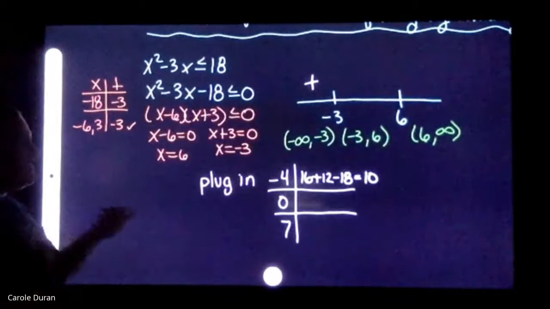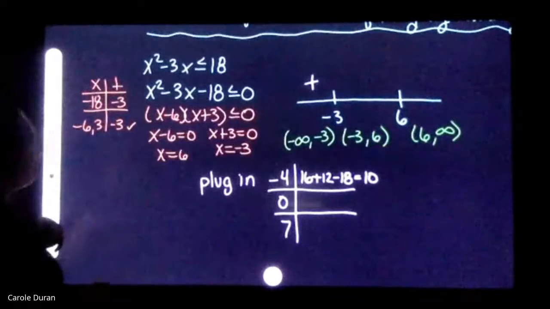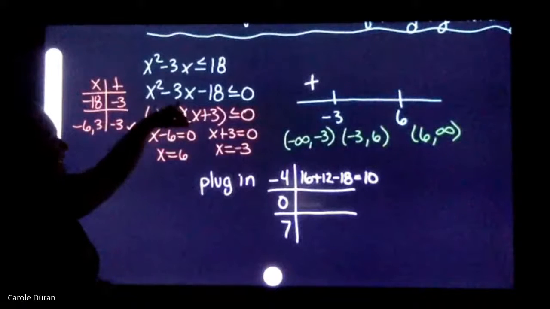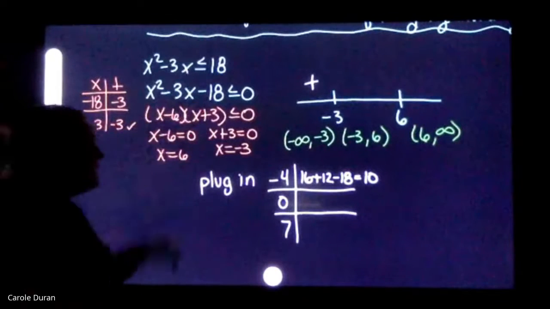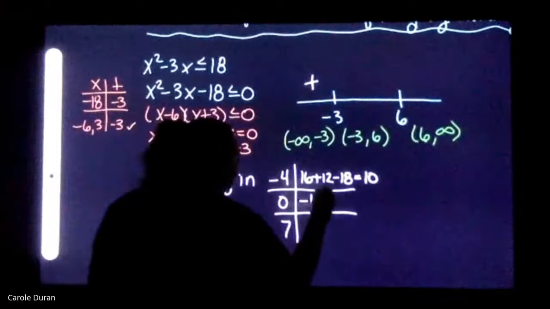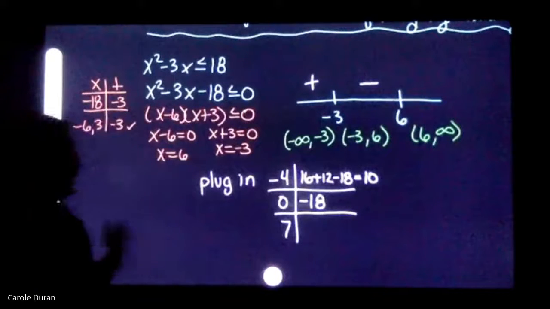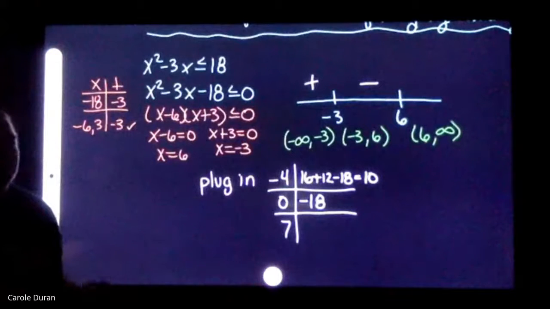Then I go ahead and I plug in 0, doing the same thing. 0 squared is 0. Negative 3 times 0 is 0. And then I just end up with a minus 18. That's negative. So every value on that interval is going to give me a negative answer.